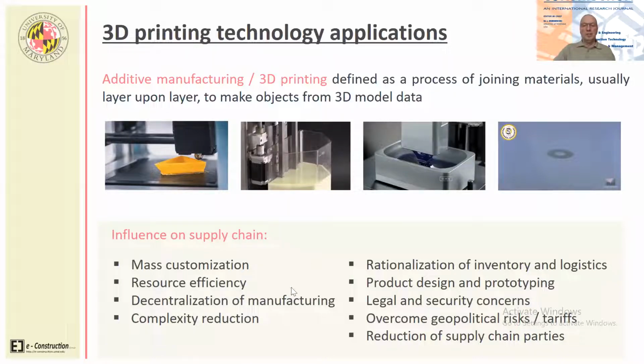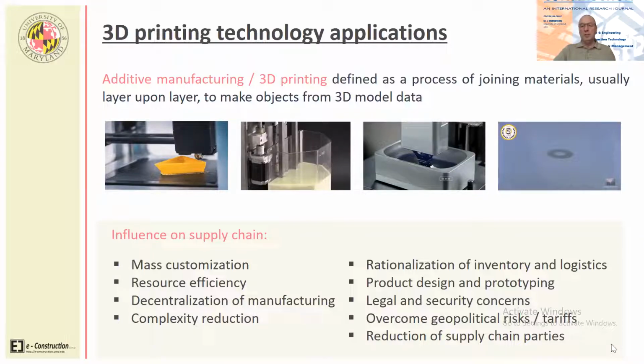So resource efficiency can be a lot greater using 3D printed products than with traditional manufactured products, simply because 3D printing promises zero waste. Decentralization of manufacturing, of course, is a very important issue, and the reduction of complexity of the supply chains. If you can actually print products directly where they need to be located without the need for transportation. So rationalization of inventory and logistics can actually follow suit as a result of the implementation of 3D printing. And then product design and prototyping can benefit from 3D printing as well.